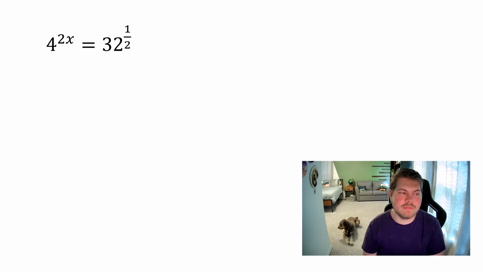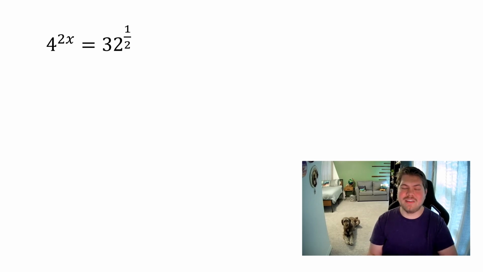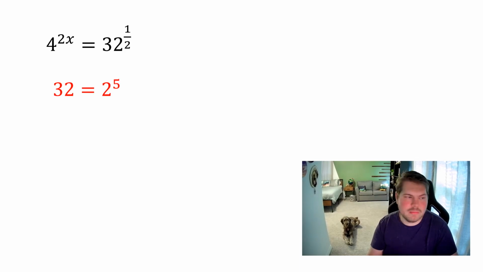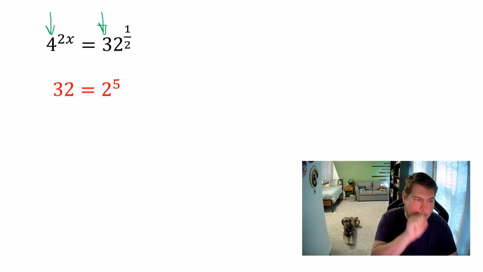Okay, so we have 4 to the power of 2x equals 32 to the power of 1/2. Now this one might be the hardest one out of the first couple. It is just like our first example. We want to find out how to make this and this the same. And 32 is 2 to the power of 5. You probably tried 4 at first. Hopefully you didn't give up after that, because it's actually 2.